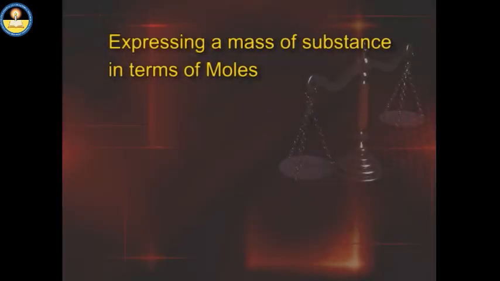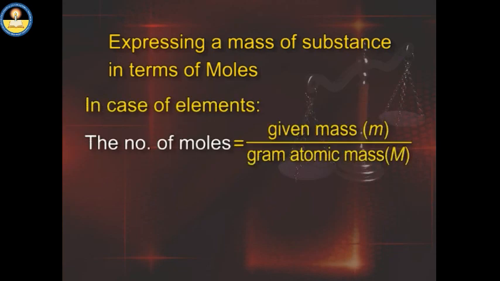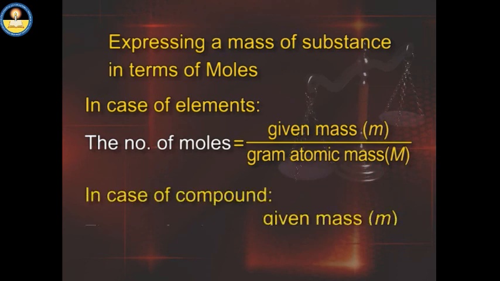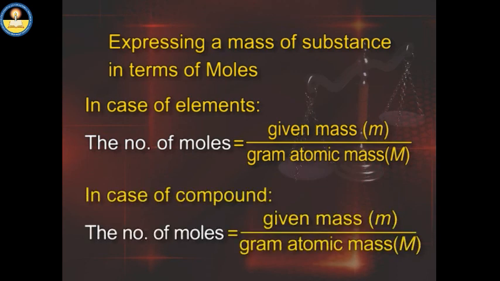We will now learn about expressing the mass of a substance in terms of moles. In the case of elements, the number of moles is equal to the given mass m divided by the gram atomic mass. In the case of a compound, the number of moles is equal to the given mass divided by the gram molecular mass.